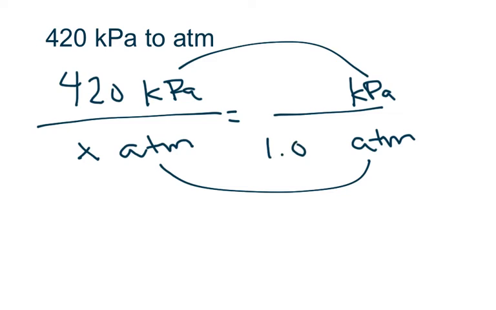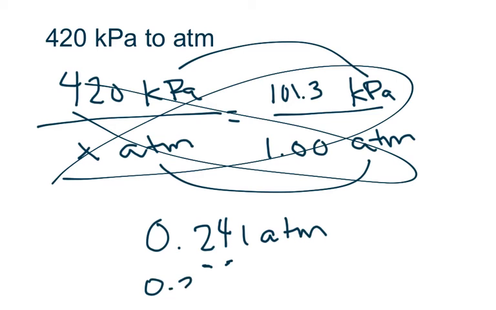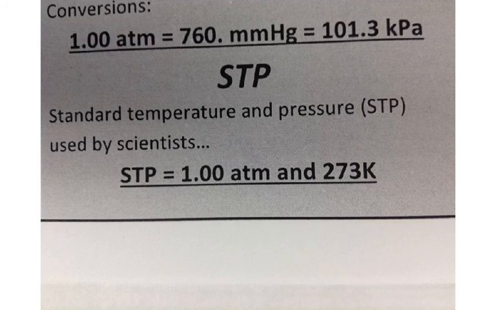So I'm going to look at my conversions. I know that it's 1.00 ATM for every 101.3 kPa. Now I'm going to cross multiply, and when I divide, I get 0.241 ATM, which rounded to the 2 sig figs found in 420 is going to be 0.24 ATM. That one is going to drop off.